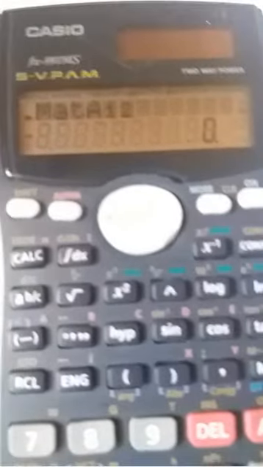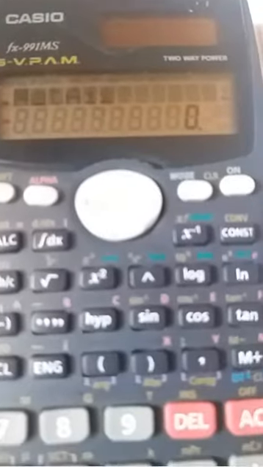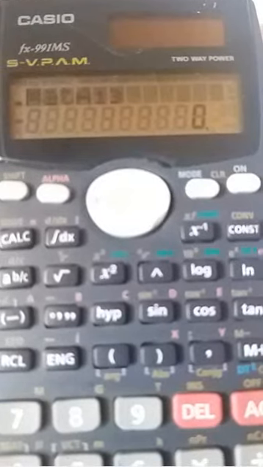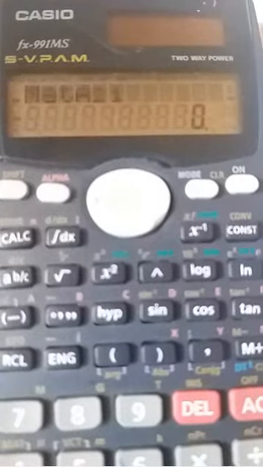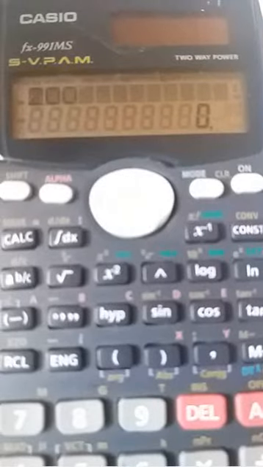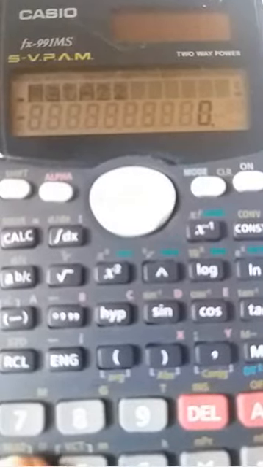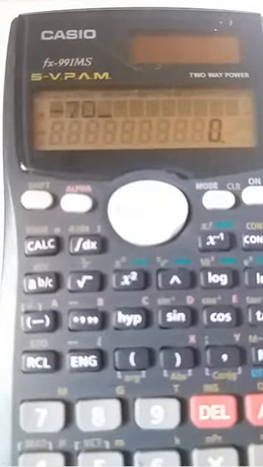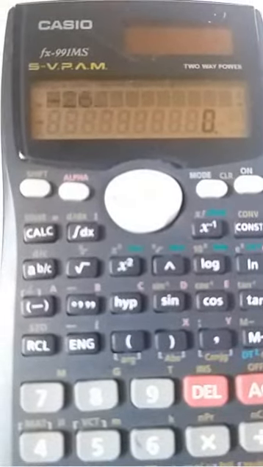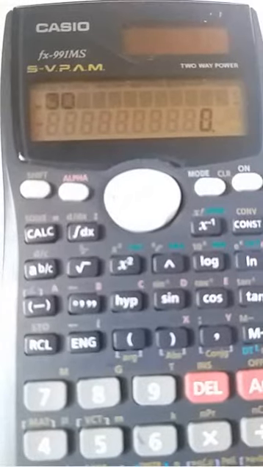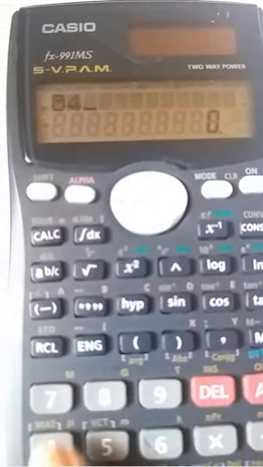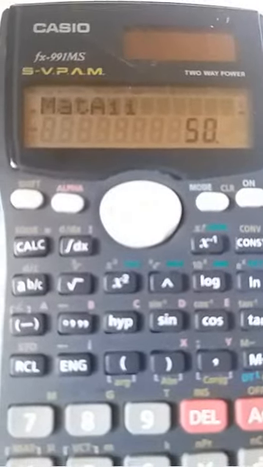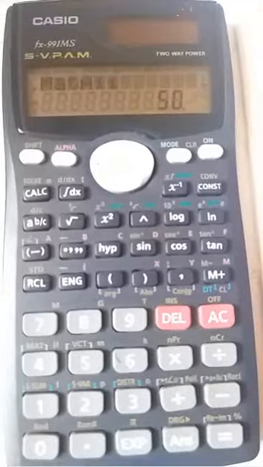So fill in all the 9 data over there. A12 is minus 10, 10, 200, 46, minus 70, minus 26, 30 and 84. Once after giving all your numbers, now you have to press AC once. So press AC once.